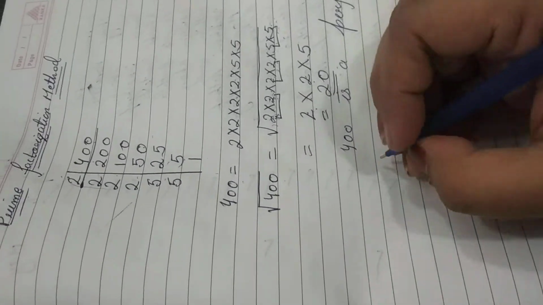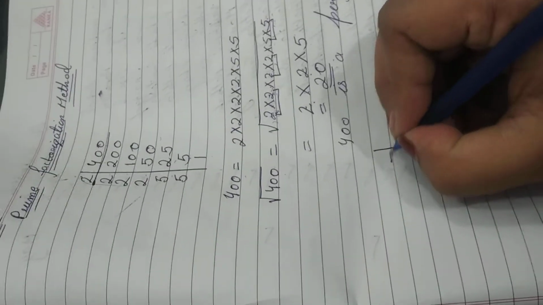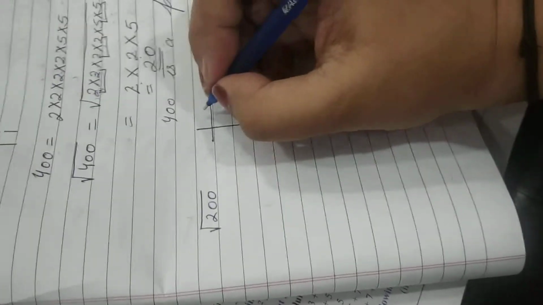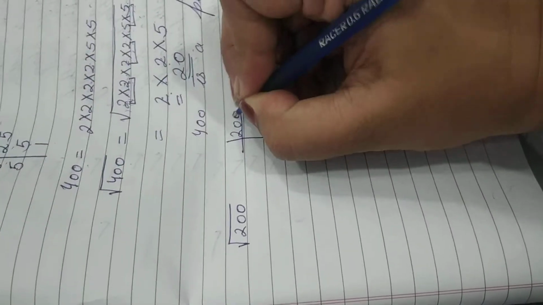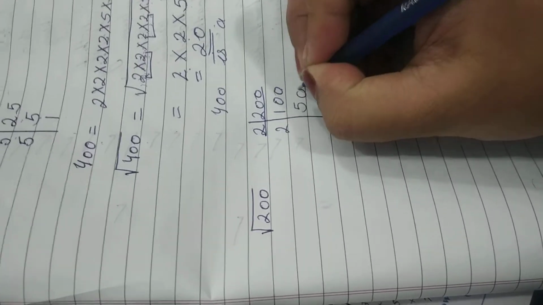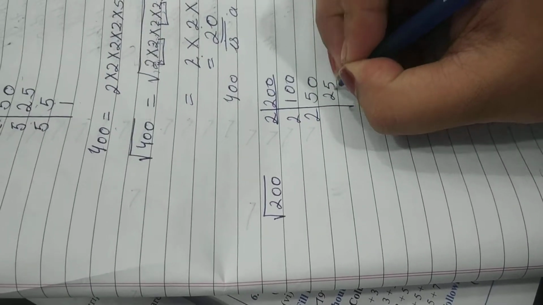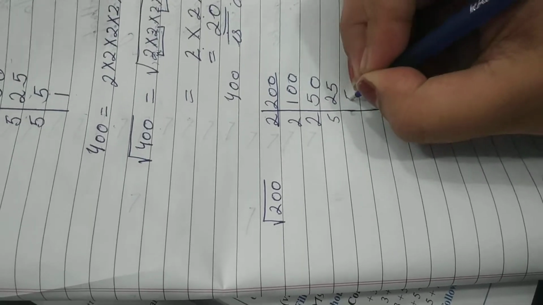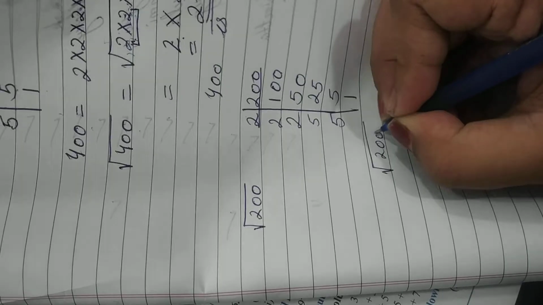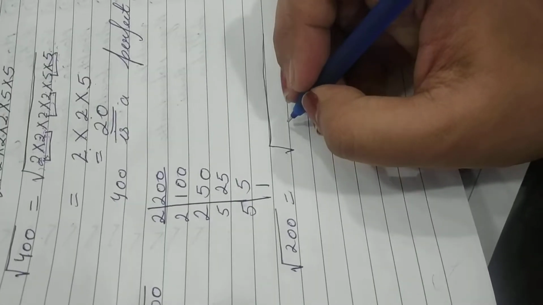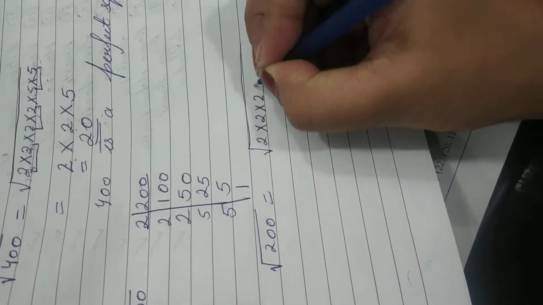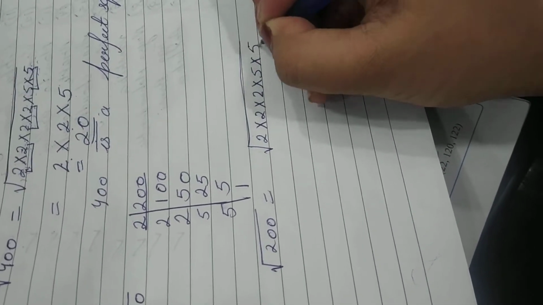What I'm trying to tell you, let us see with another example. Suppose I have to find the square root of 200 using the prime factorization method. This will be 2 100, 2 50, 2 25, 5 5 5 1, right? So for 200 I'm going to write 2 into 2 into 2 into 5 into 5.